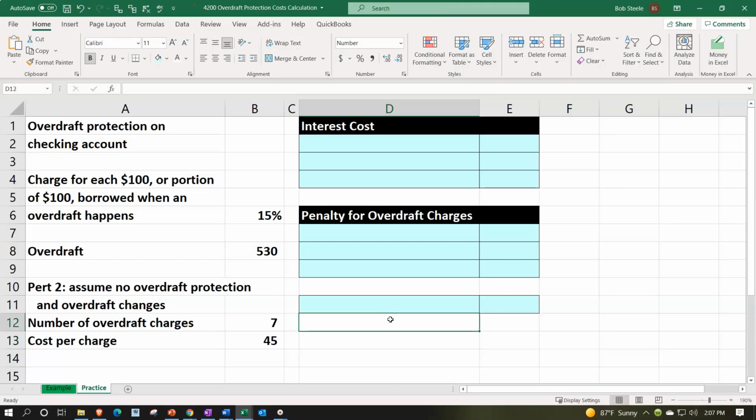If you have access to the Excel worksheet and would like to follow along, note that we're down here in the practice tab as opposed to the example tab, the example tab, in essence, being an answer key. We're considering overdraft protection here.